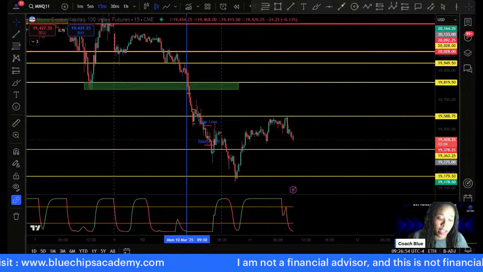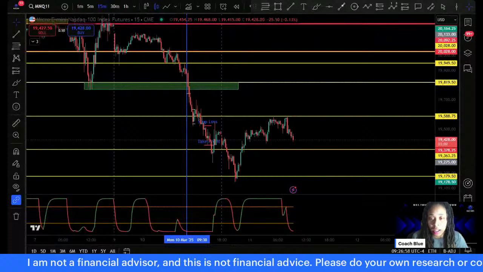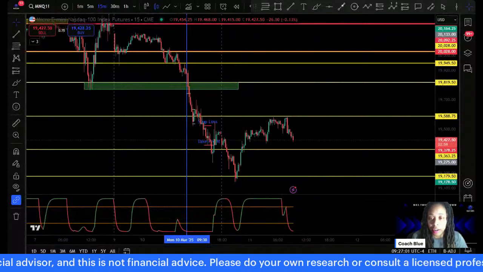Okay, so it is 9:26, guys. We are approaching the bottom of this little range area here.